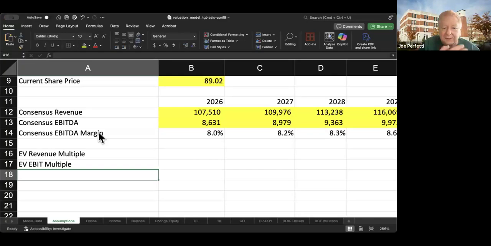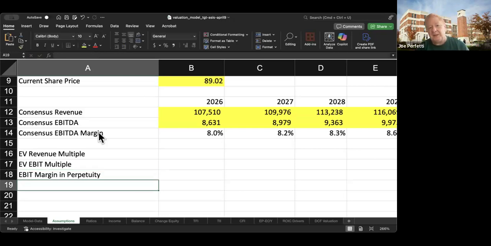Here we go. So on the assumptions tab, starting in row 16, if you take your enterprise value to revenue multiple and you divide by your enterprise value to EBIT multiple, that will get you your EBIT margin in perpetuity. This is the modification we're about to make. For now, trust me, the math works.